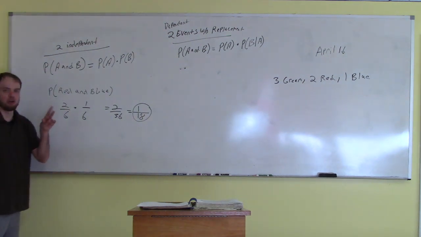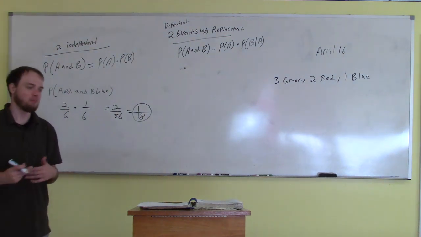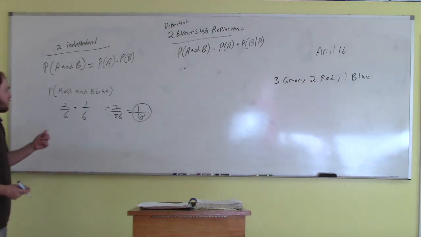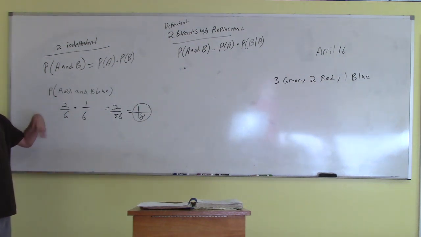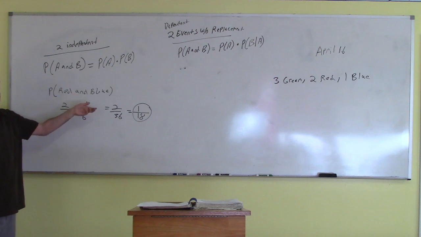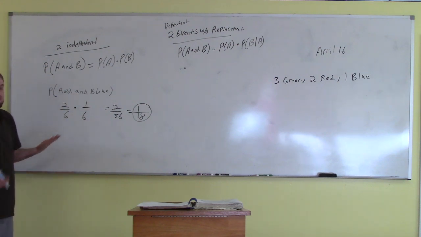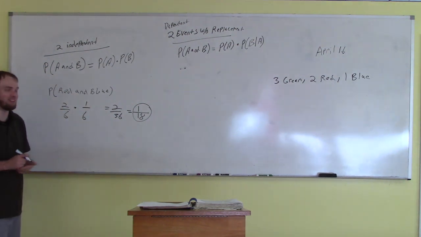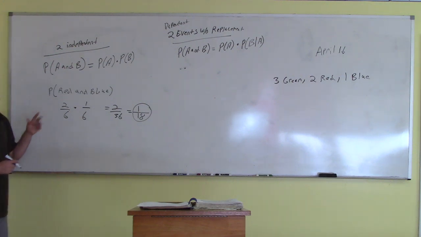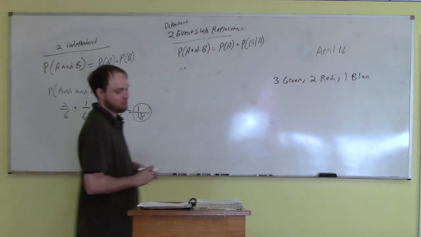So again, two independent events that don't mess with each other. The probability of me choosing a red one and then putting it back, and then the probability of choosing a blue one next, then the probability is going to be 1 out of 18. And so the two events do not affect each other, so you just do the probability of one, probability of the other, and multiply them together. And so those are for two independent events.